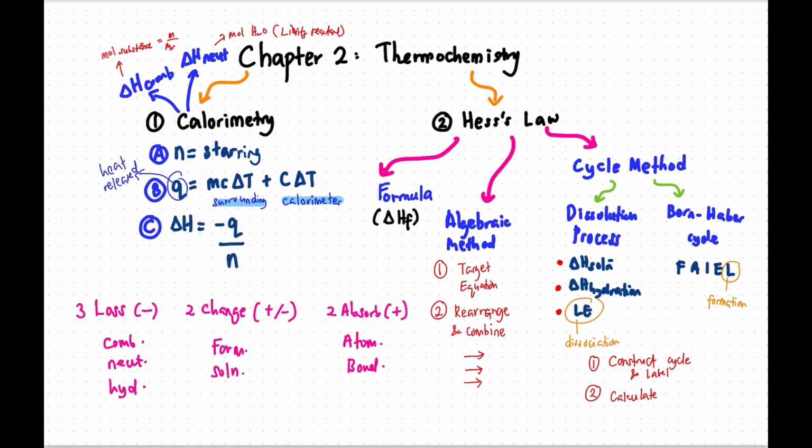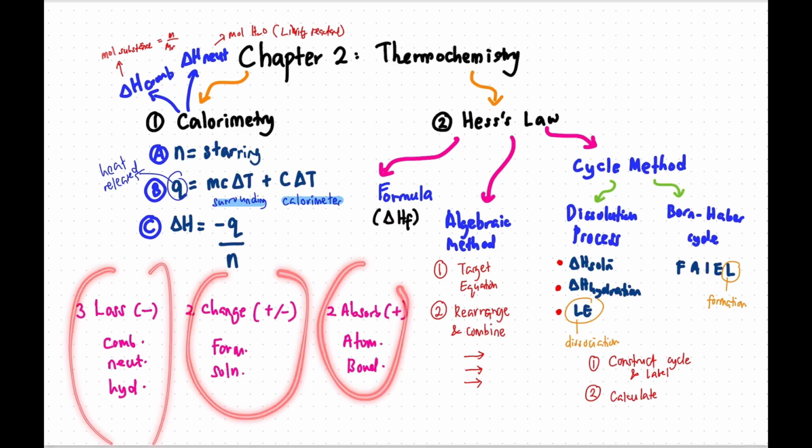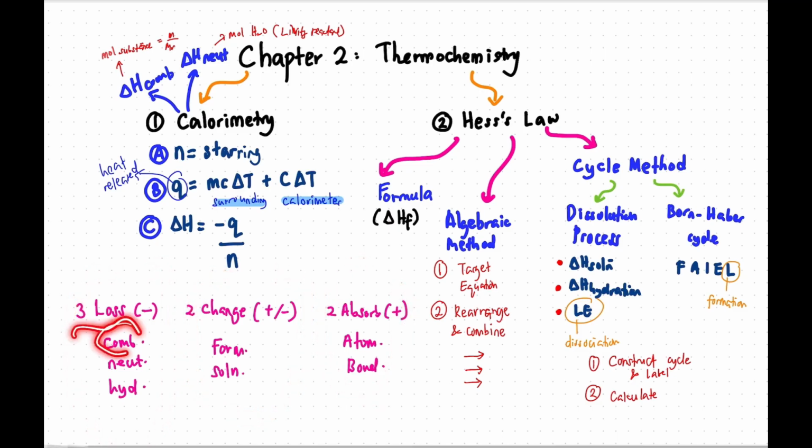Alright, okay, and then satu lagi di sini ada definition untuk mengelakkan kekeliruan. Okay, you must know that ada 3 loss, 2 change and 2 absorb, iaitu 3 loss di situ adalah combustion, neutralization and hydration, semua itu adalah heat lost. Okay, and then kita ada heat change, ada 2, iaitu formation dengan solution, and then ada 2 heat absorb, means dia punya delta H adalah positif, iaitu atomization and bond dissociation energy.